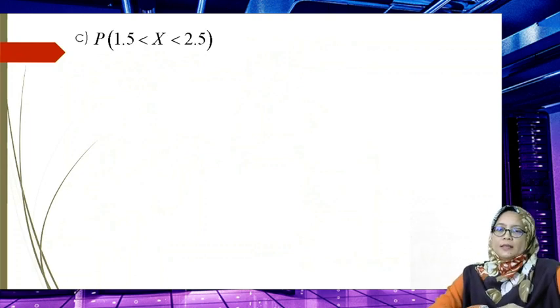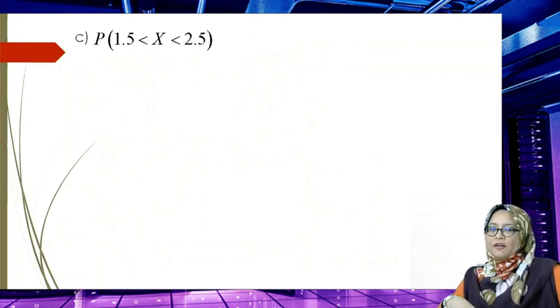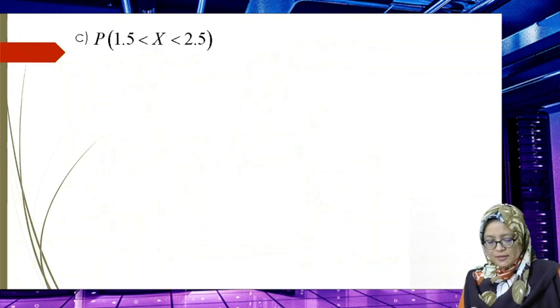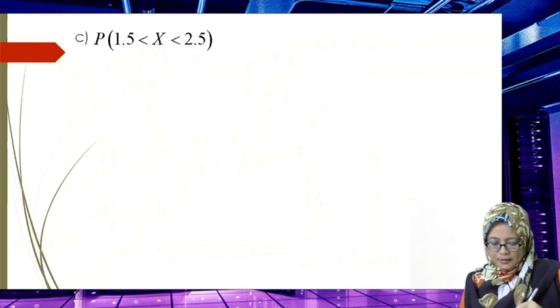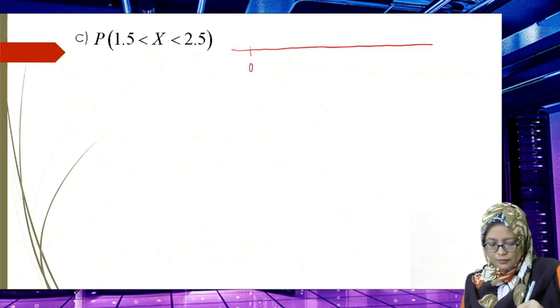Okay, so then kita nak cari value from 1.5 to 2.5. Okay, so sama macam tadi juga, tapi ini ada dua interval. So kita ada nilai 0, 2, 3.